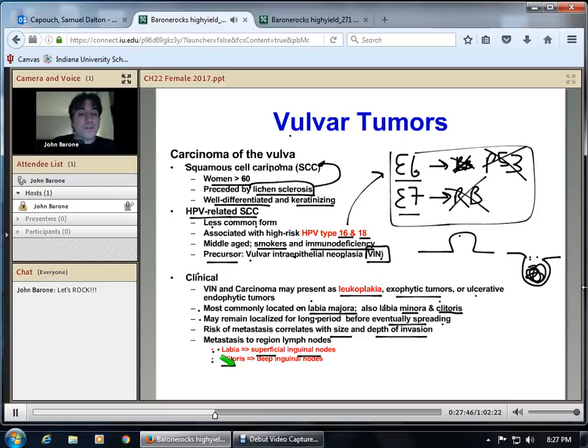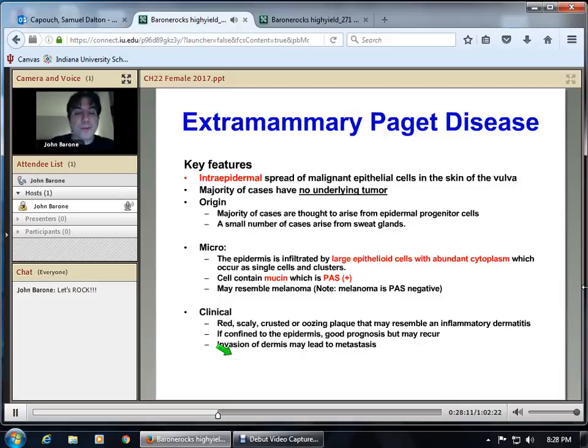Or where it's on the clitoris? Well, that goes deep. Now I go to the deep inguinal nodes. So the clitoris has a different drainage, so it goes deeper. So I think that's kind of an important point. If you're going to be a clinician, you need to know where to look for metastasis. So clitoral tumors, look for deep inguinal nodes. Everything else, labia majora, minora, look at the superficial inguinal nodes.